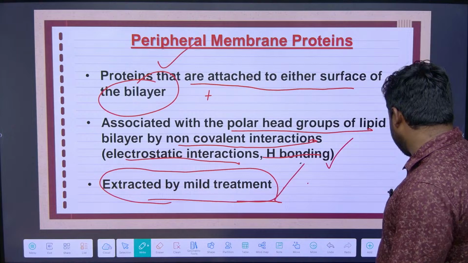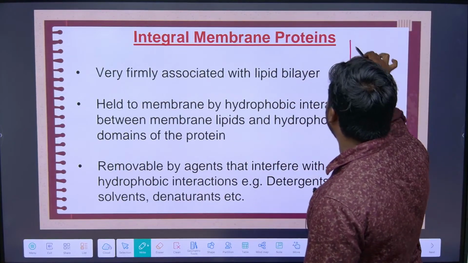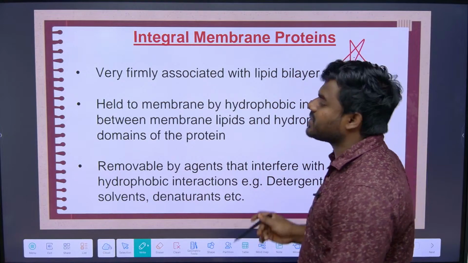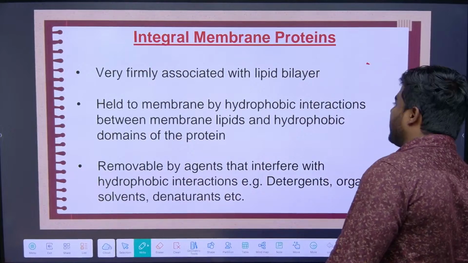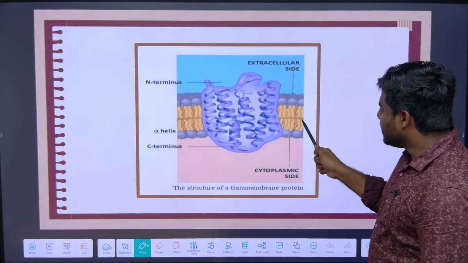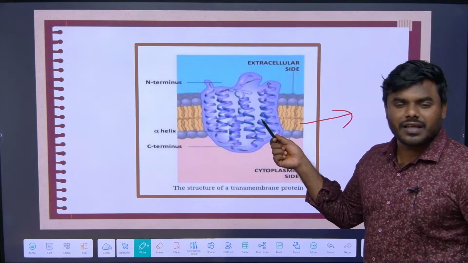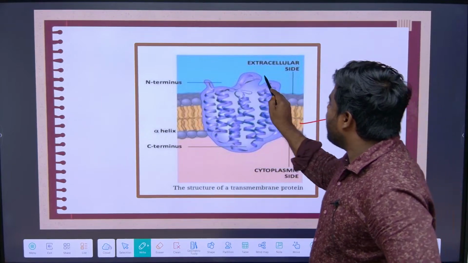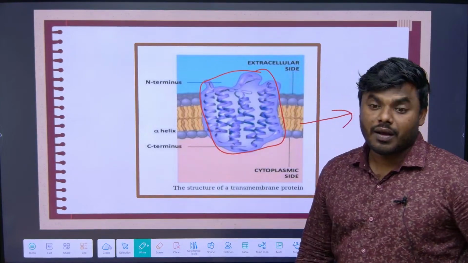There is no need to get confused. Now, very important, everyone has to remember why we cannot separate integral membrane protein. Can you observe this picture? This is very important. This is the plasma membrane. Can you see here? This is the integral membrane protein, embedded within the plasma membrane.